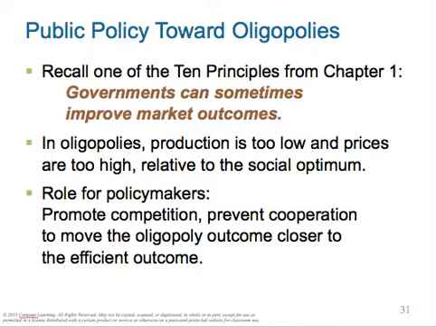Now, public policy towards oligopolies. Recall that one of the 10 principles in Chapter 1 is that governments can sometimes improve market outcomes. In oligopolies, production is too low and prices are too high. It's restricted production, and the prices are higher than they would be in a competitive situation. This is relative to the social optimum. Okay, so what's best for society? Generally speaking, quantity is too low and prices are too high. The role for policymakers here is to promote competition and prevent cooperation, to move the oligopoly outcome closer to an efficient outcome.